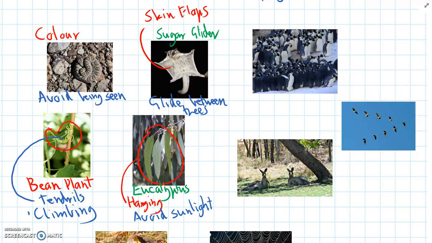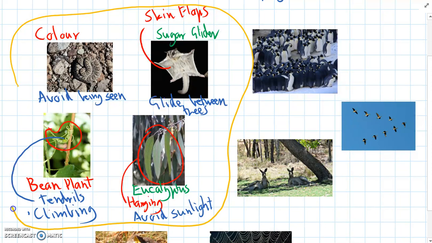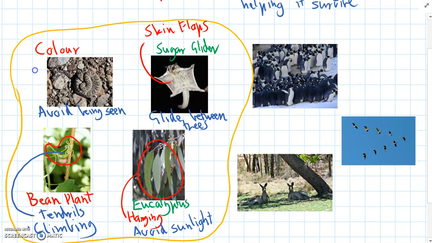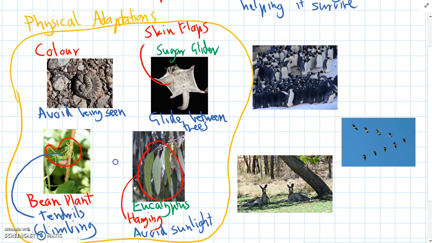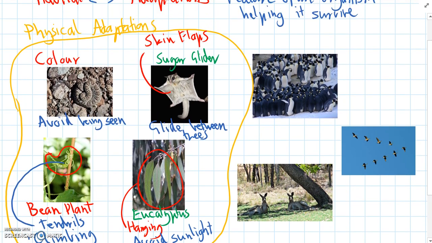So all of these four adaptations, colour, gliding, hanging leaves, and tendrils, these are physical parts of the organism. So we call these physical adaptations. The next three we can see are a different type of adaptation because they involve an animal doing something and making a choice. So they're part of the animal's behavior, and we call them behavioral adaptations.